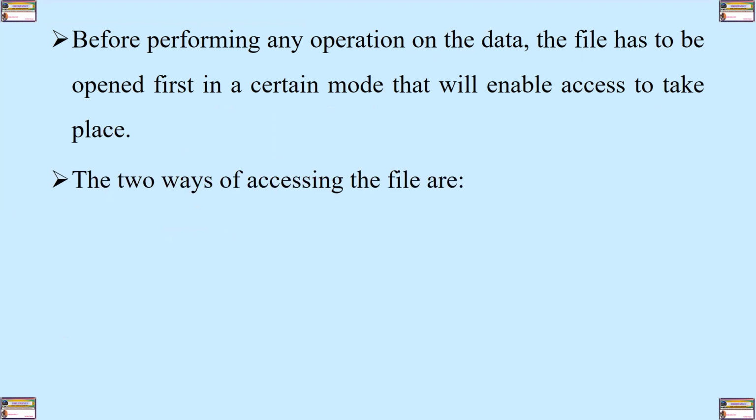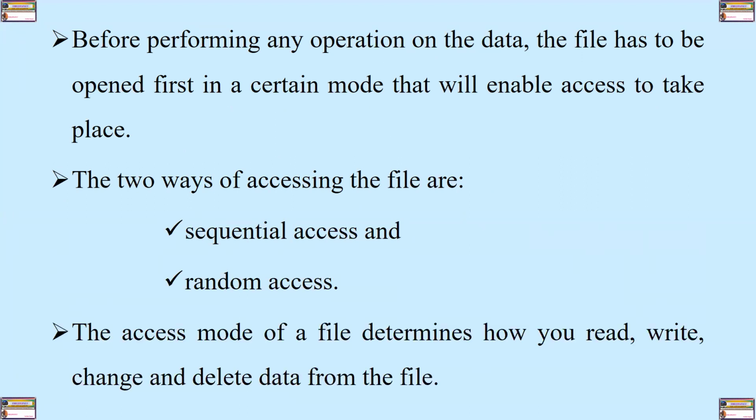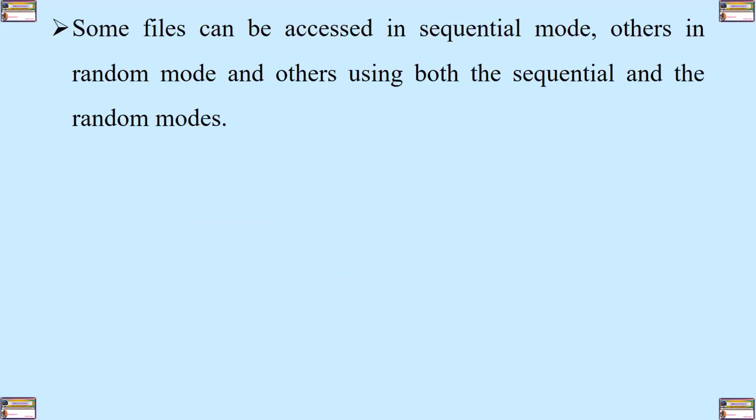The two ways of accessing a file using, for example, the C++ programming language are sequential access and random access. The access mode in which a file is opened determines how you are going to read the data, write data into it, change its contents, and even delete data from the file. Some files can be accessed in sequential mode, others in random mode, and others using both the sequential and the random modes.